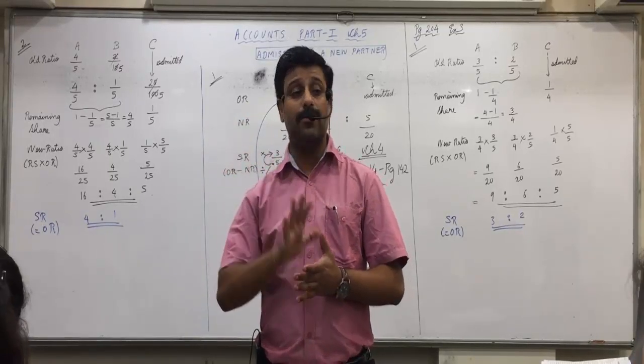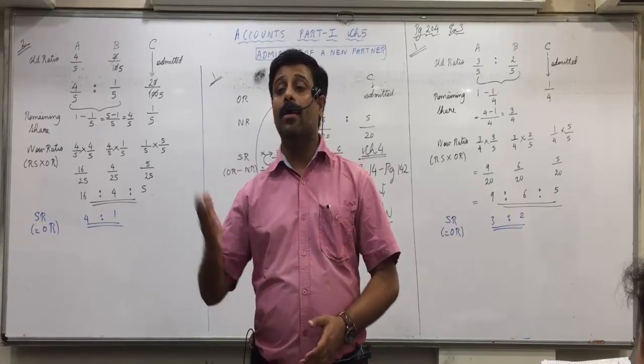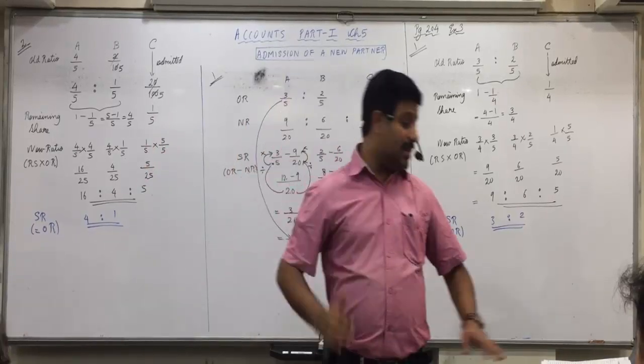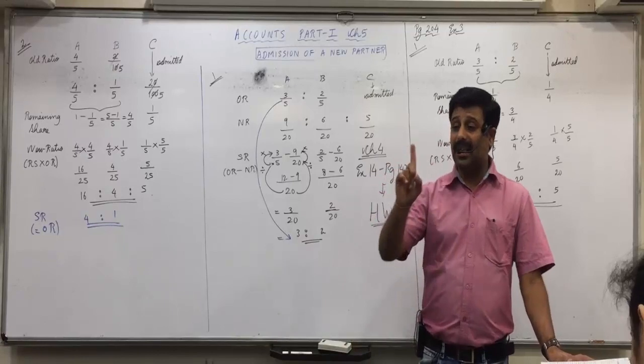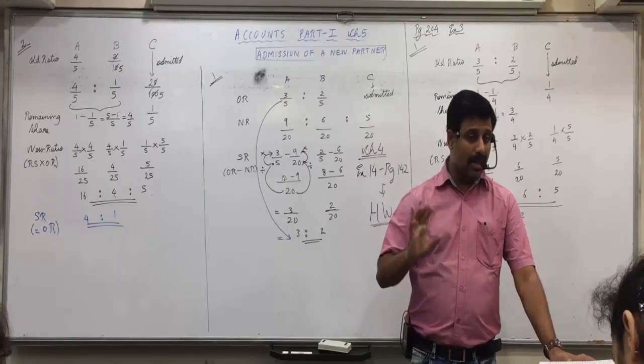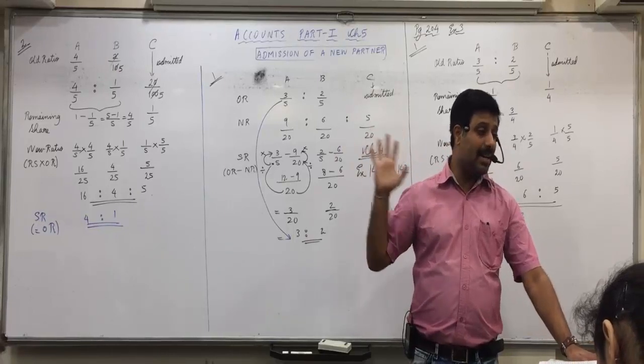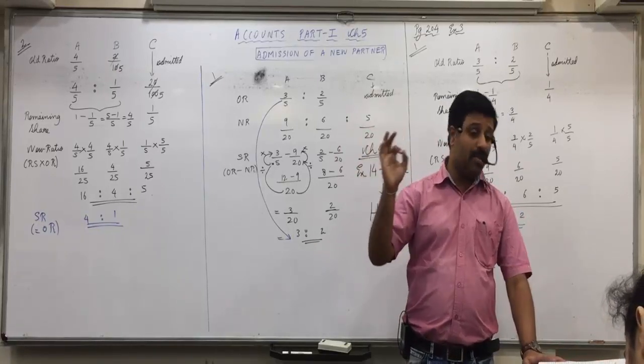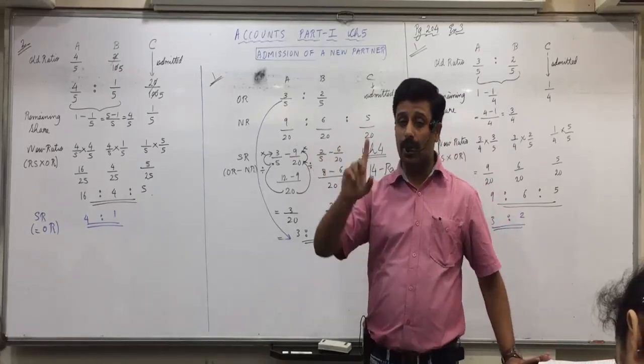What journal entry will you pass for workmen's compensation? Workmen accident compensation fund debit with the full 23,000 amount. Out of that you transfer to workers claim 5,000, and then to Dattu, Daya, Tarak's capital the remaining 18,000 in the ratio of 4:3:2. This is what you will do.